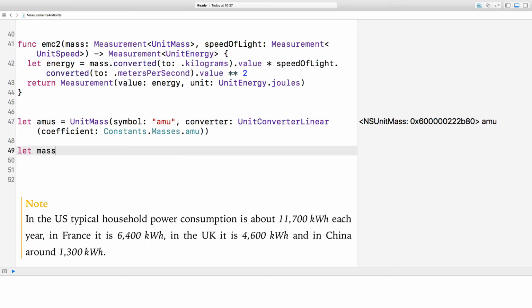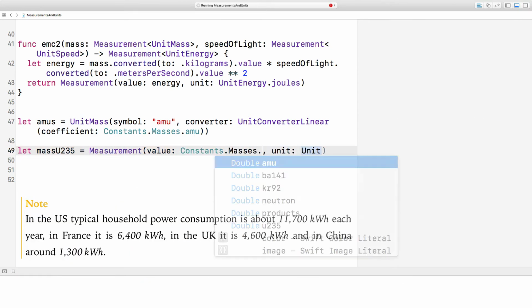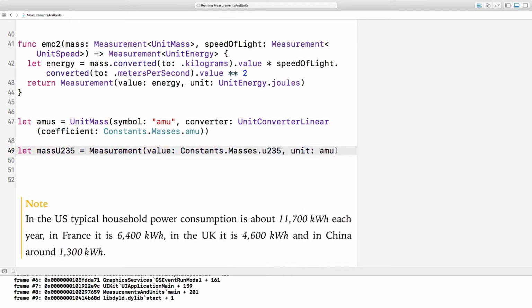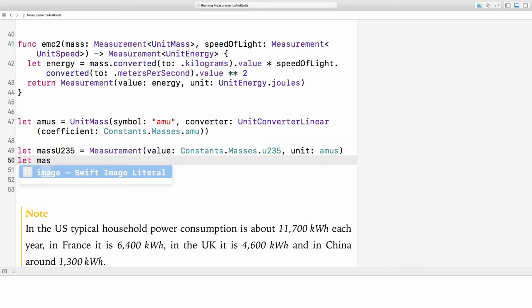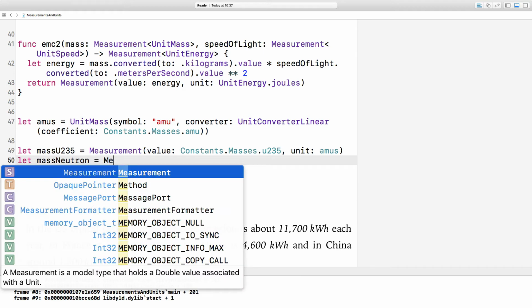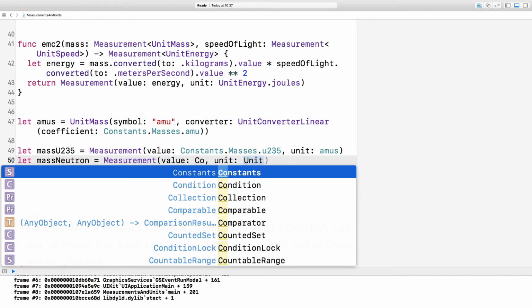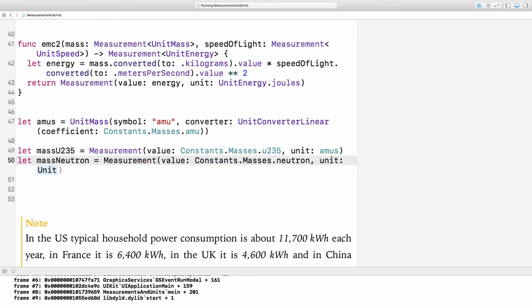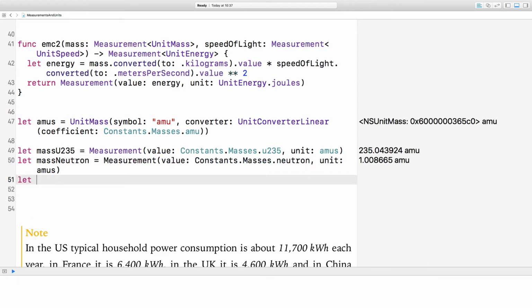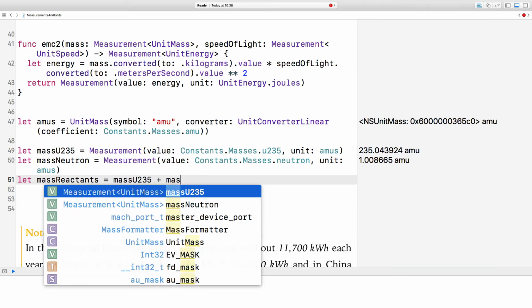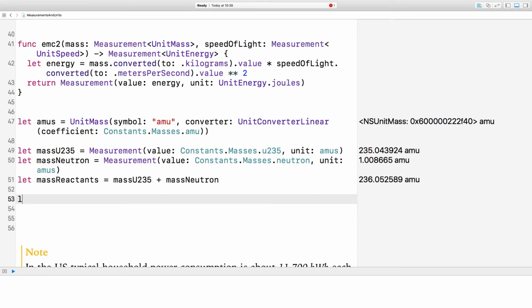I'm going to work out the mass of the reactants, that is the things that are going into the reaction. And within that we have two things. We've got a U-235 nucleus and a neutron. So the mass of a U-235 is going to be a measurement, and the value, now we're going to use a constant inside my constant struct of masses.U235. The unit is AMUs that we created just before. And the mass of a neutron then is a measurement again, this time with constants masses neutron, again with the unit of AMUs. Then I can add those two things together, so masses reactants becomes mass of U-235 added to the mass of the neutron. The playground puts this at the side, it's 236.05 AMUs.